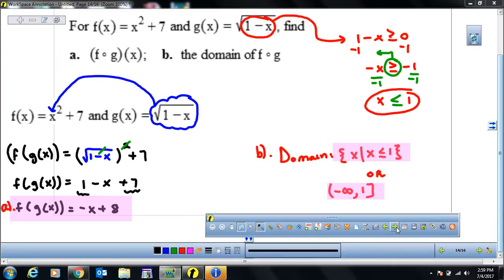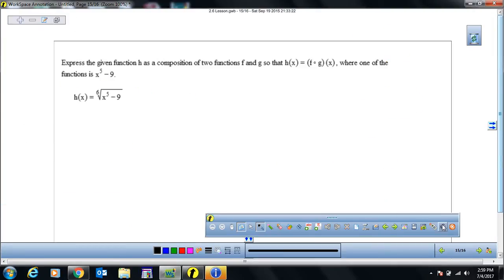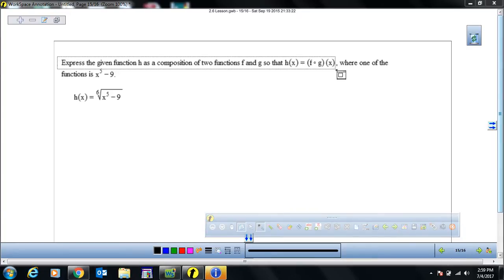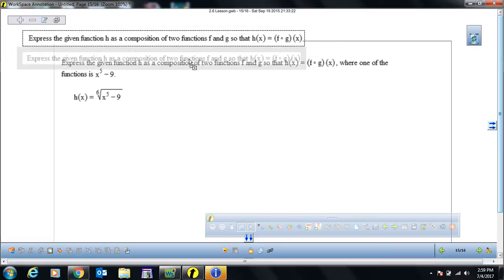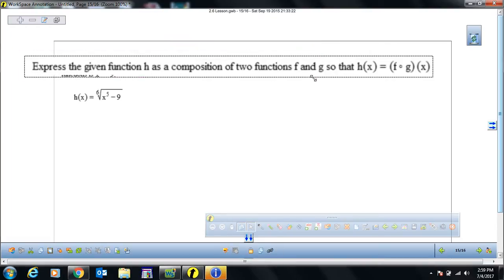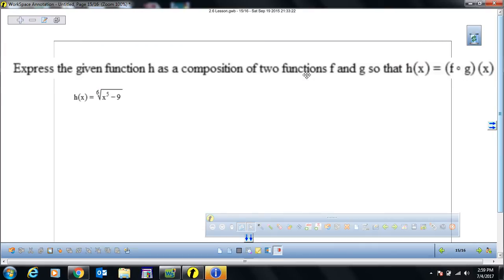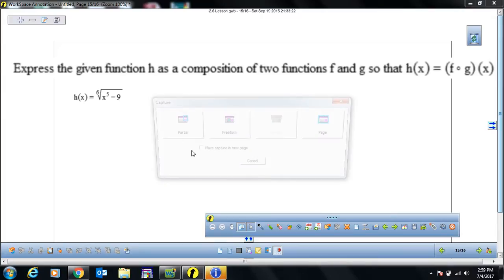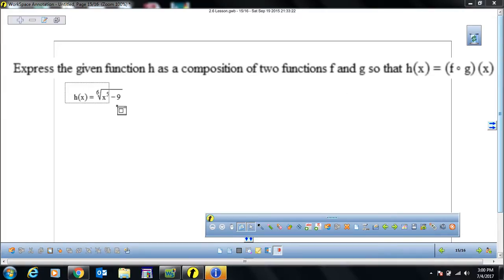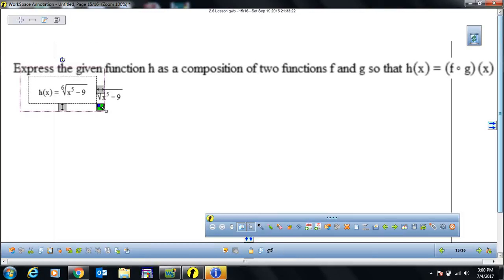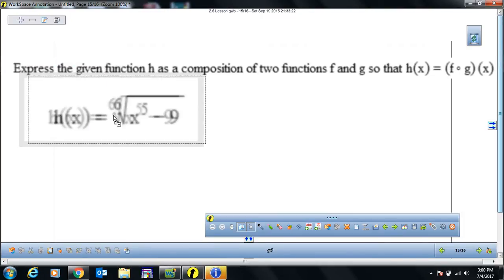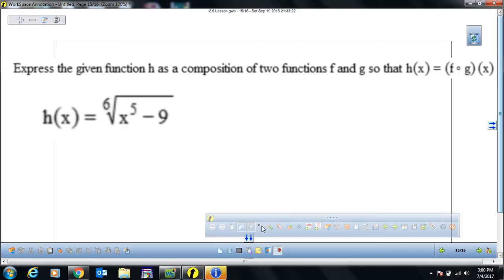So we're going to have two more questions to answer here. Express the given function h as a composition of two functions f and g, so that h of x equals f of g of x. So once again, express the given function h as a composition of two functions f and g, so that h of x equals f of g of x.